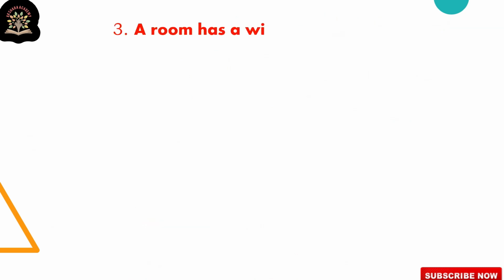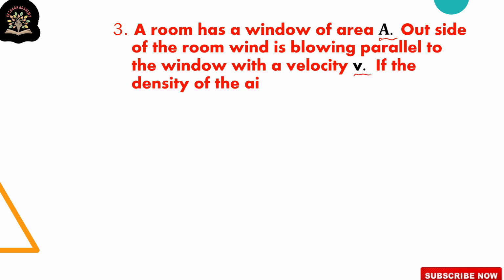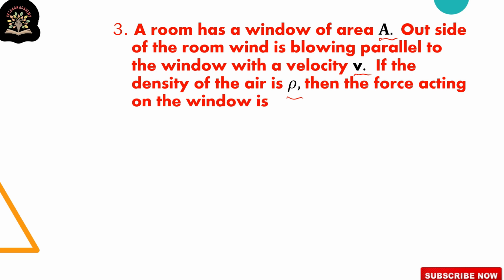Third one. A room has a window of area A. Outside of the room, wind is blowing parallel to the window with velocity V. If the density of air is rho, then the force acting on the window is. Here you have to calculate the force acting on the window. They have given window area A, velocity V and density of air rho. Now let us go to the solution.